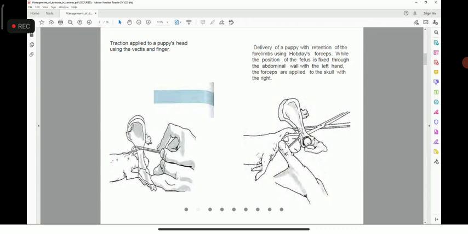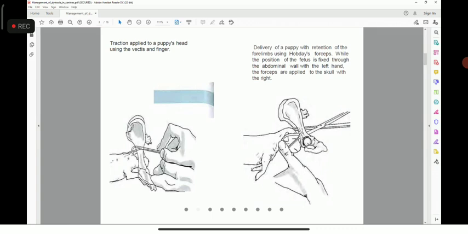Okay, you look at the second diagram. Here we say vaginal, this is whelping forceps, or it is called Hobday forceps. Means you are putting both the probes side to side of the head, and you are putting one of your fingers beneath the jaw, just to fix the fetus.